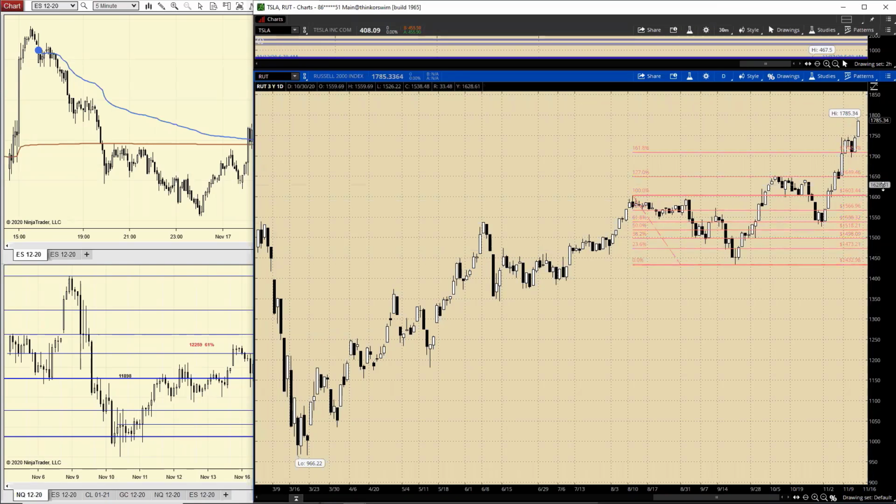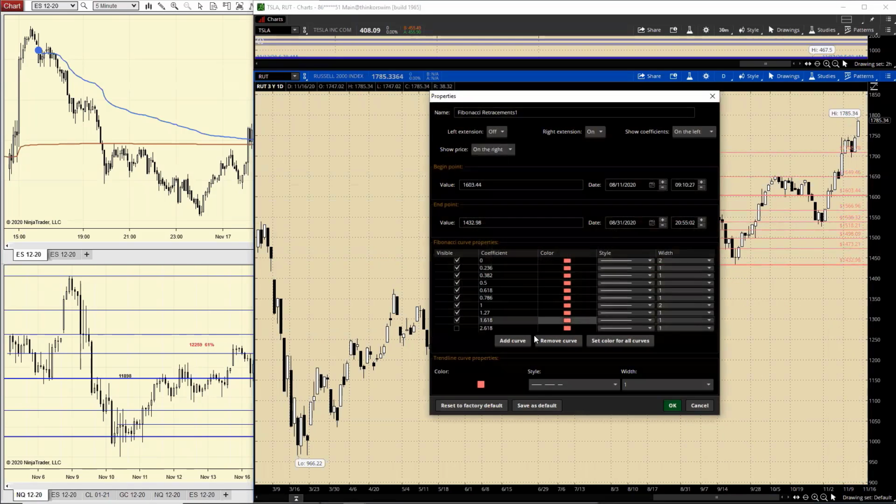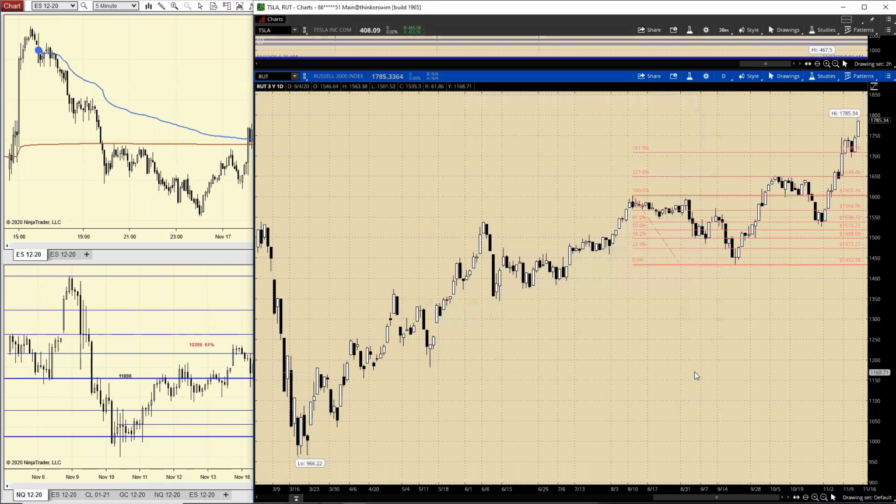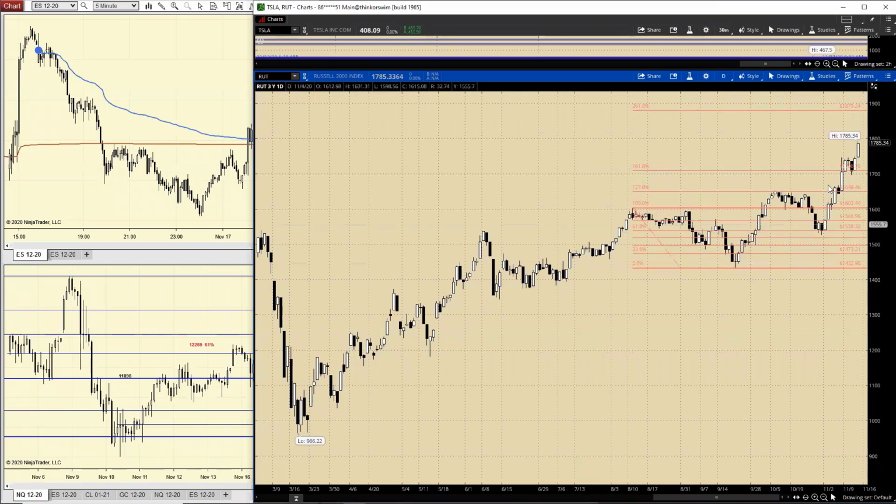And if you add that for a 261% extension, the extension would be 1879. So that would be a target. That's still a ways off though. Holy smokes. But who's going to fight this thing? Nobody's going to fight this thing.